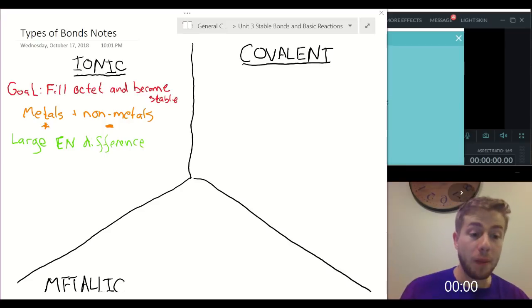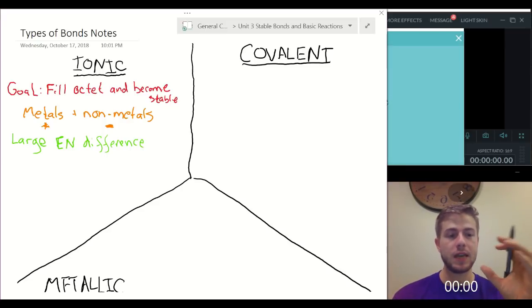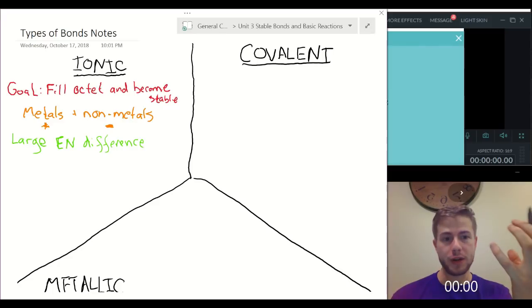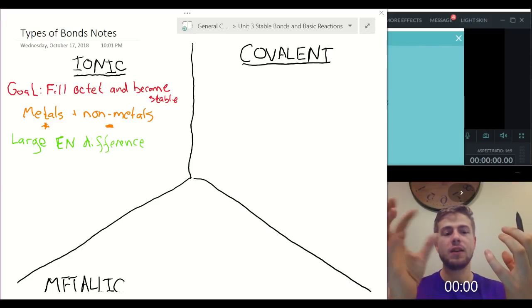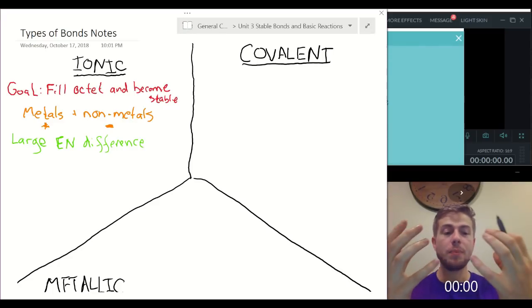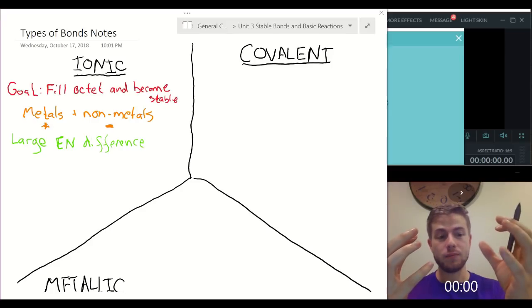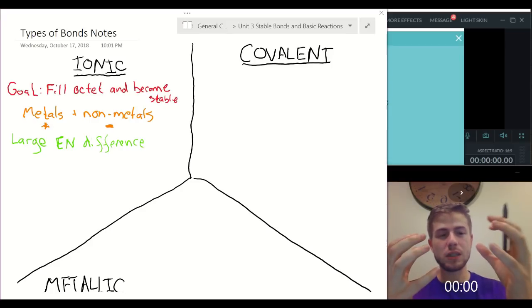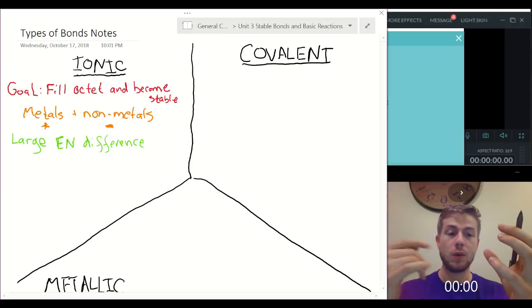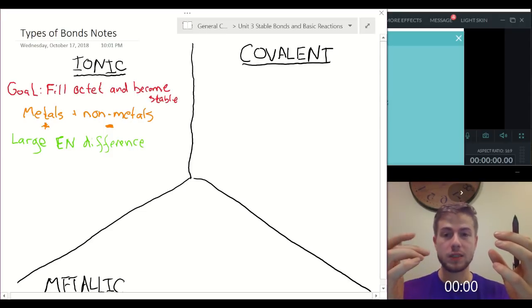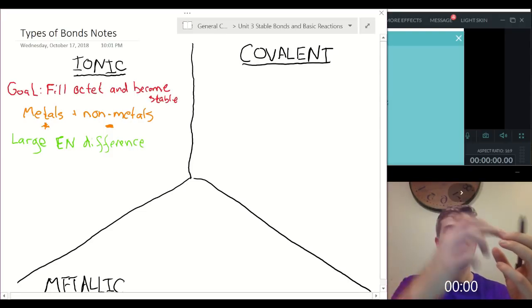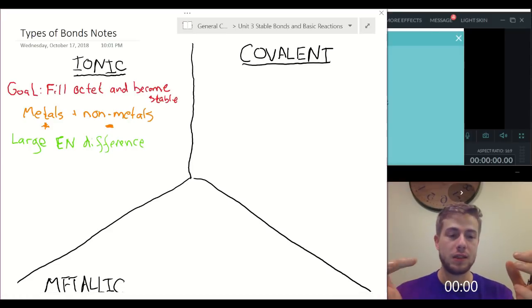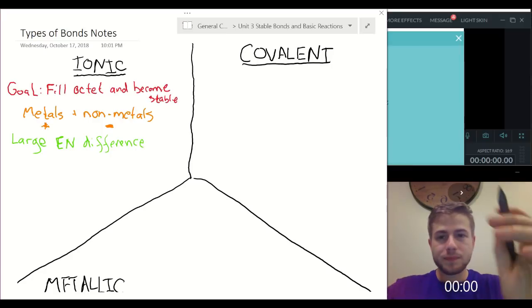Okay, so what happens when one atom that's super greedy gets together with an atom that's like, I don't really care? What happens is that this atom that really wants those electrons, it's really close to filling its octet, and this one that wants to give it away to fill the octet, this one's going to give its electrons to the non-metal, the one that wants it really bad.